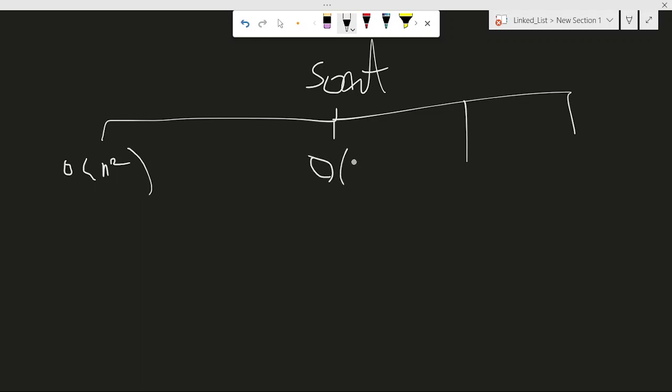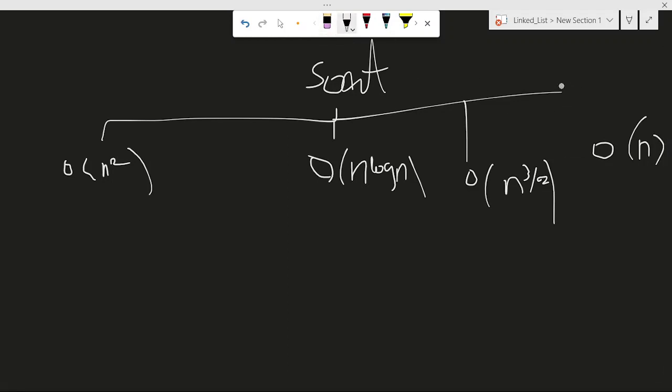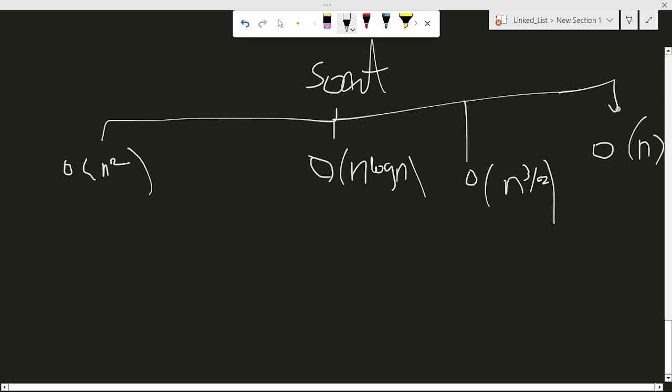The second class will take big O of n log n, and the third class will take big O of n to the power of 3 by 2, that is big O of n to the power of 1.5. That is the time it takes. And the last one will take big O of n, and this is the most efficient in terms of time. Again, I am going to specify that in terms of time complexity they are better, but in terms of space complexity they are not good. So let us discuss these four techniques.